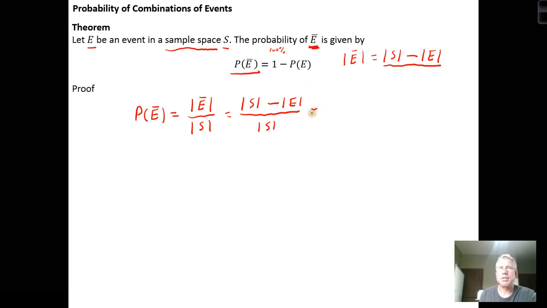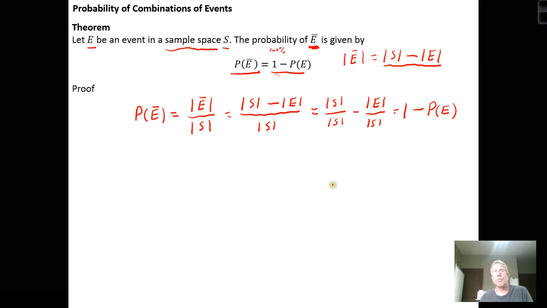And this is going to equal, I can break this into 2 fractions because I have a common denominator sitting here. I get the size of S over the size of S minus the size of E over the size of S. And this is going to be 1. The size of S divided by the size of S is just 1. And by the definition of a probability, the size of the set E divided by the size of the sample space is the probability of E. So there's the justification for the formula.